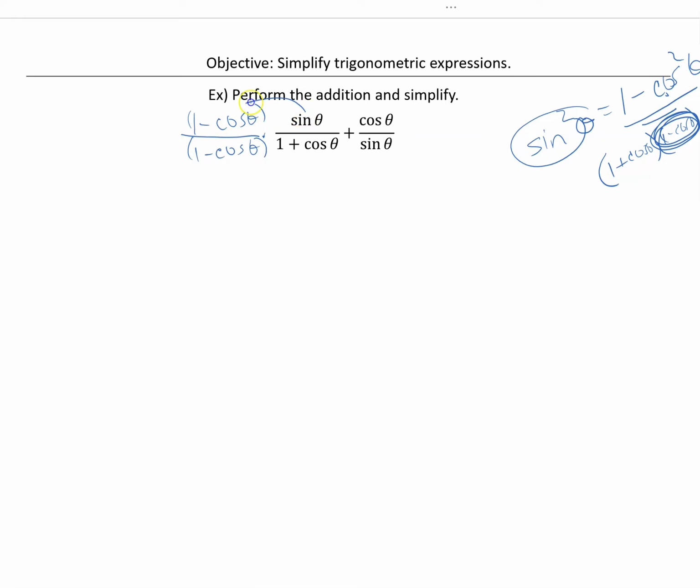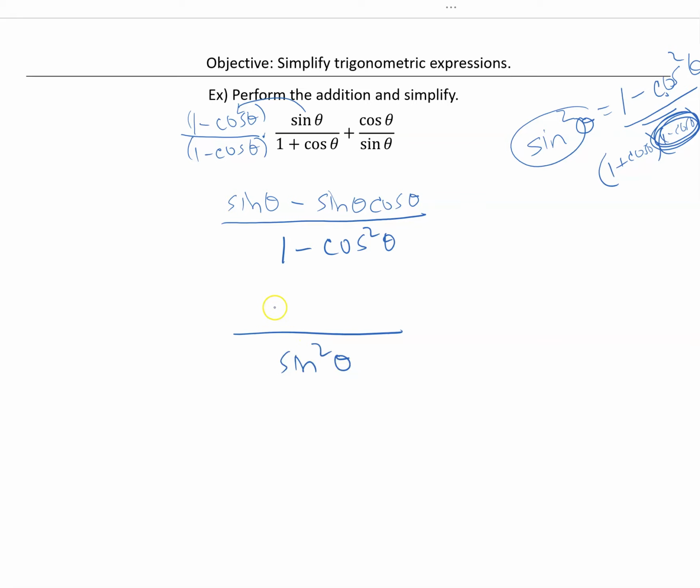And I'm going to have to distribute this. I'm going to get sine theta minus sine theta cosine theta over, so multiplying 1 minus cosine theta times 1 plus cosine theta gives me 1 minus cosine squared theta. 1 minus cosine squared theta is sine squared theta. So now what I have so far, with just the expression here on the left side, is this.